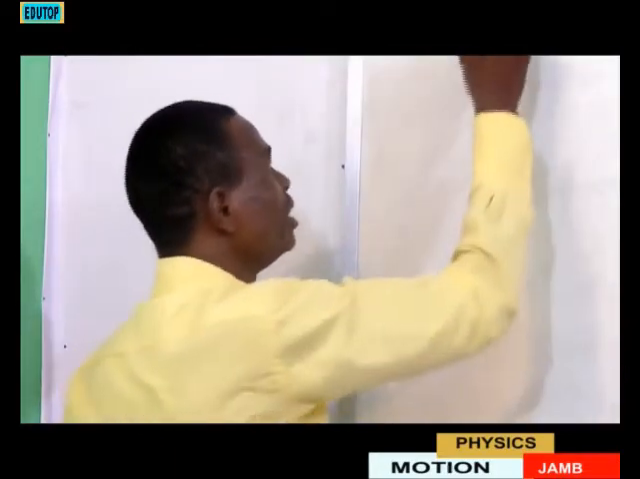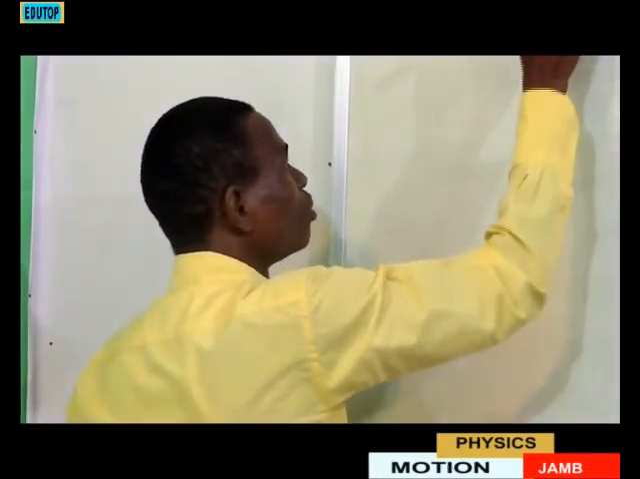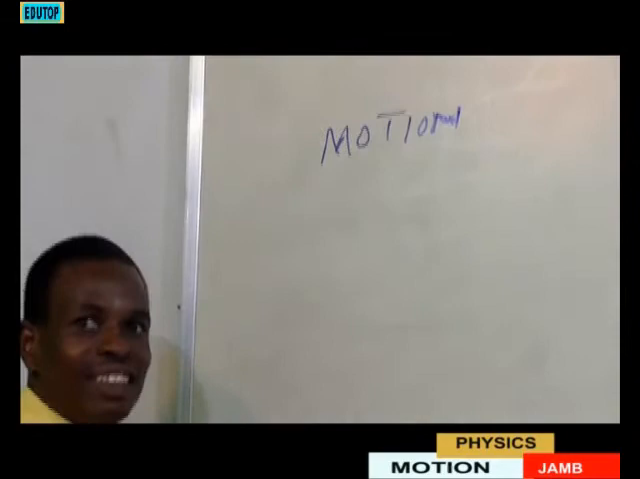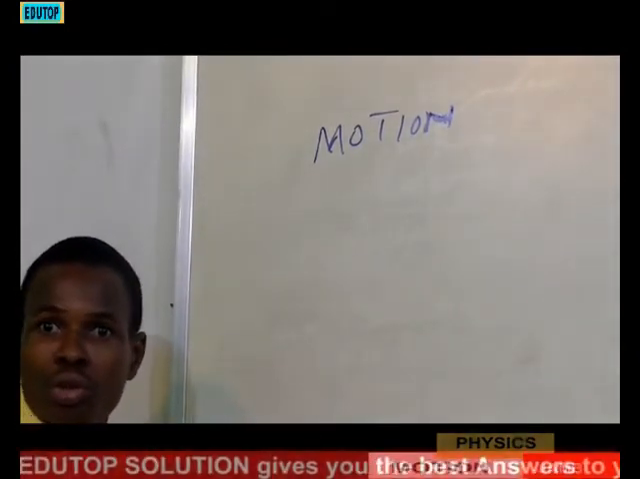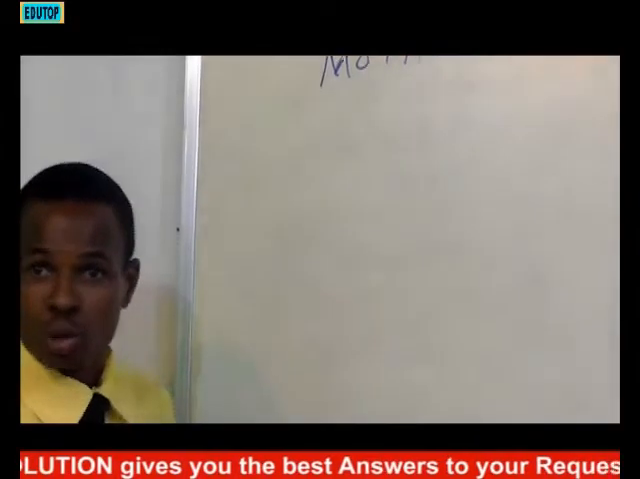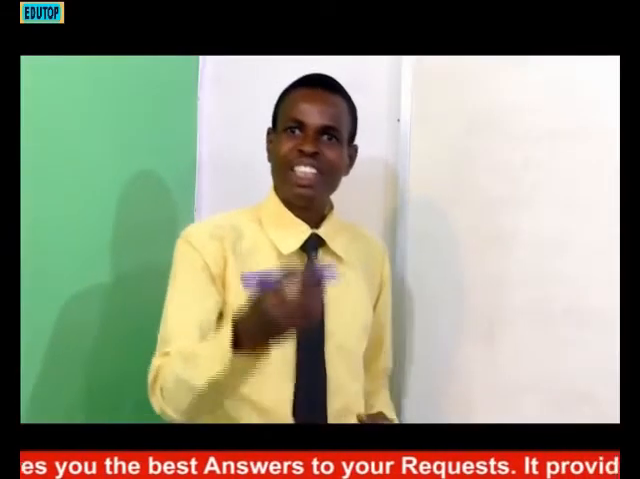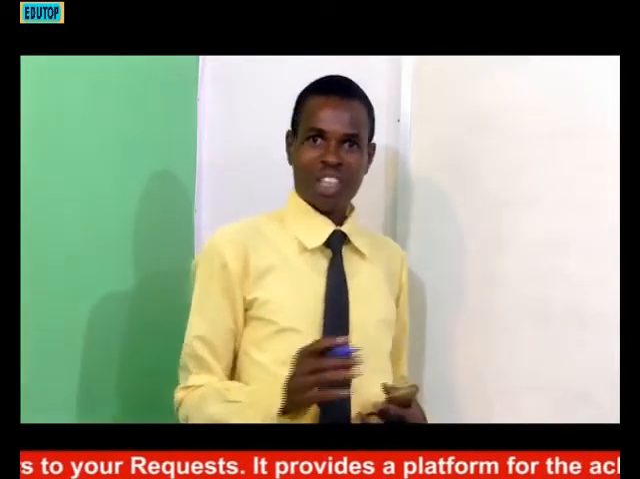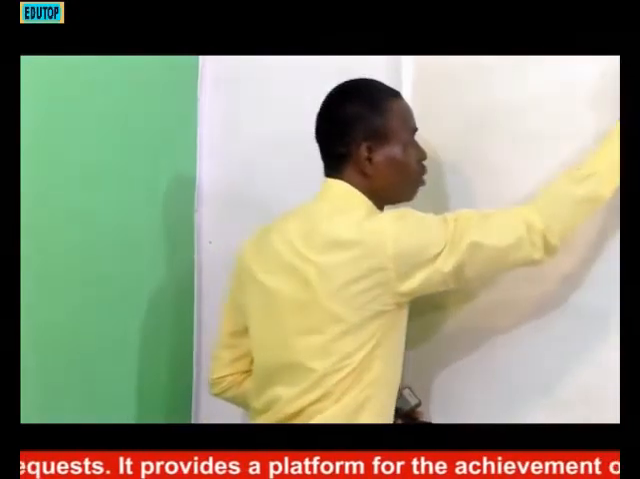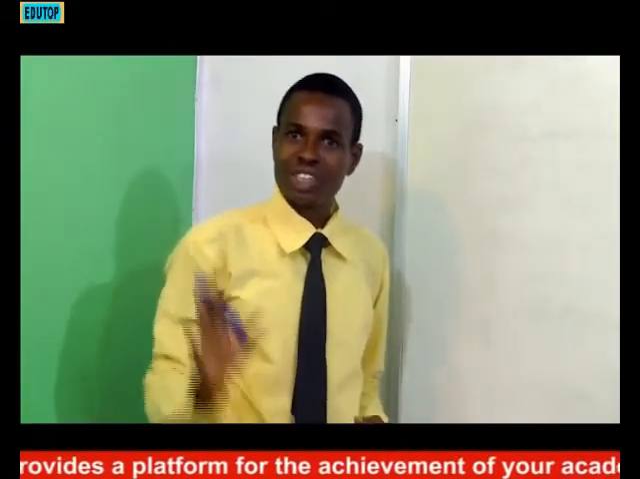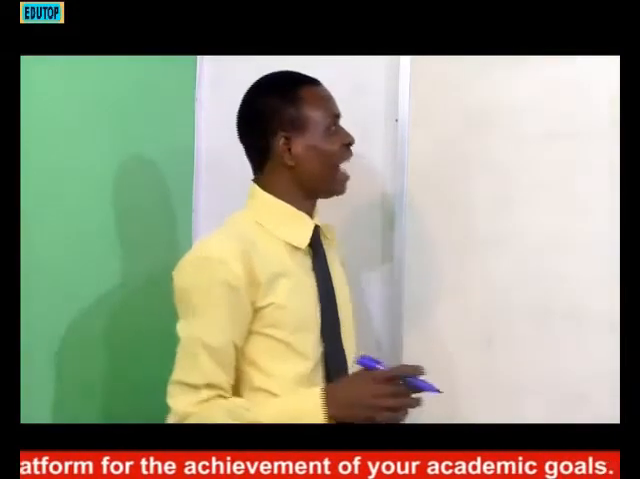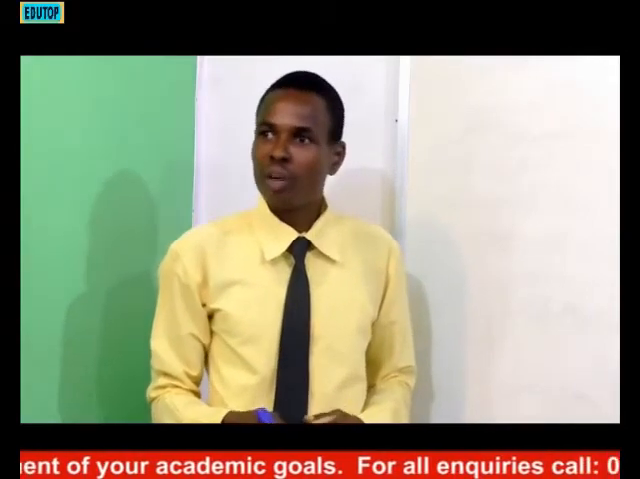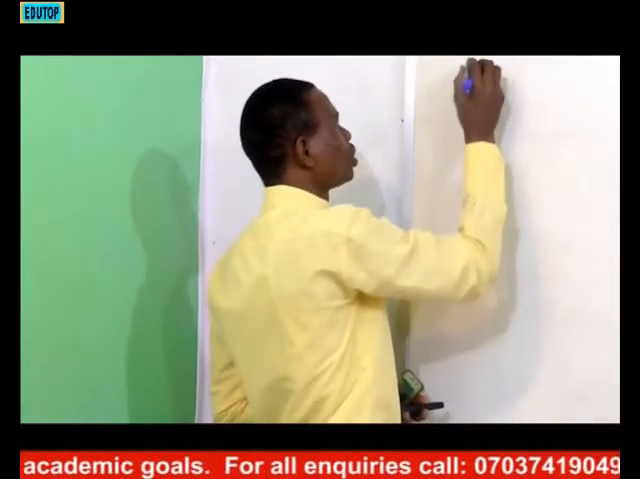Now, how do we define motion? I am not here to start from the beginning and tell you this and this and that, because I believe all these things are not new to you. I'm only here to remind you what you have been taught. Motion is the change of position of a body with time. Simple. The change of position of the body with time is motion.